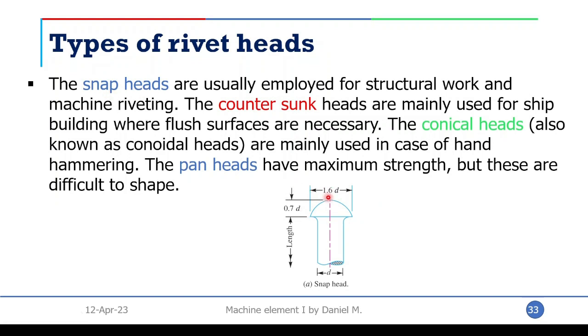This is snap head. The dimensions of the head are not random. They are proportional to the diameter of the rivet. In this case, the vertical distance is 0.5 times the nominal diameter. Horizontally, it is 1.6 times the diameter. Like so, we can manufacture standard rivets.